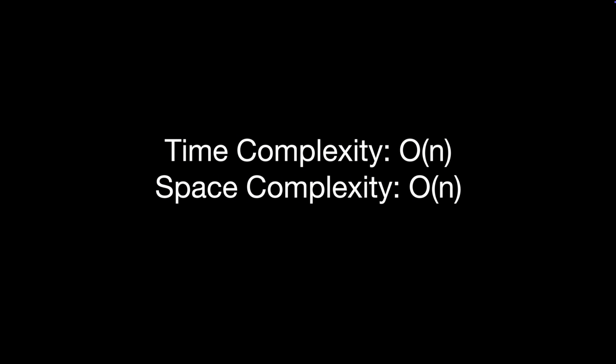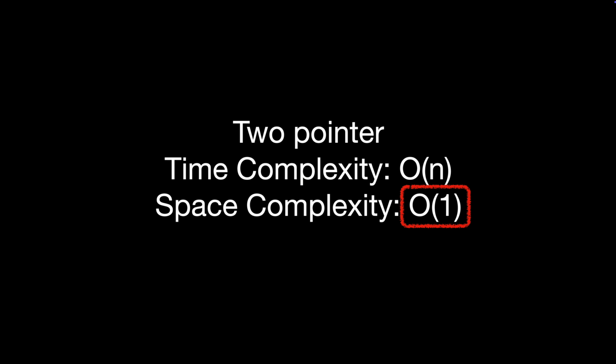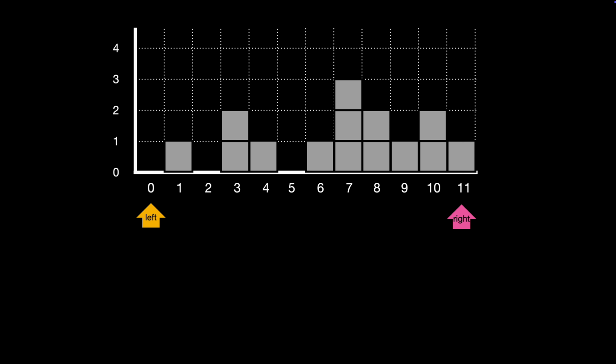But what if we want to improve the space complexity? Let's take a look at a more optimized solution using constant space, O(1), without using extra arrays. We're going to use a technique called the two-pointer approach. We place one pointer at the left end of the array and another at the right end. The left pointer moves to the right and the right pointer moves to the left until the two pointers meet.